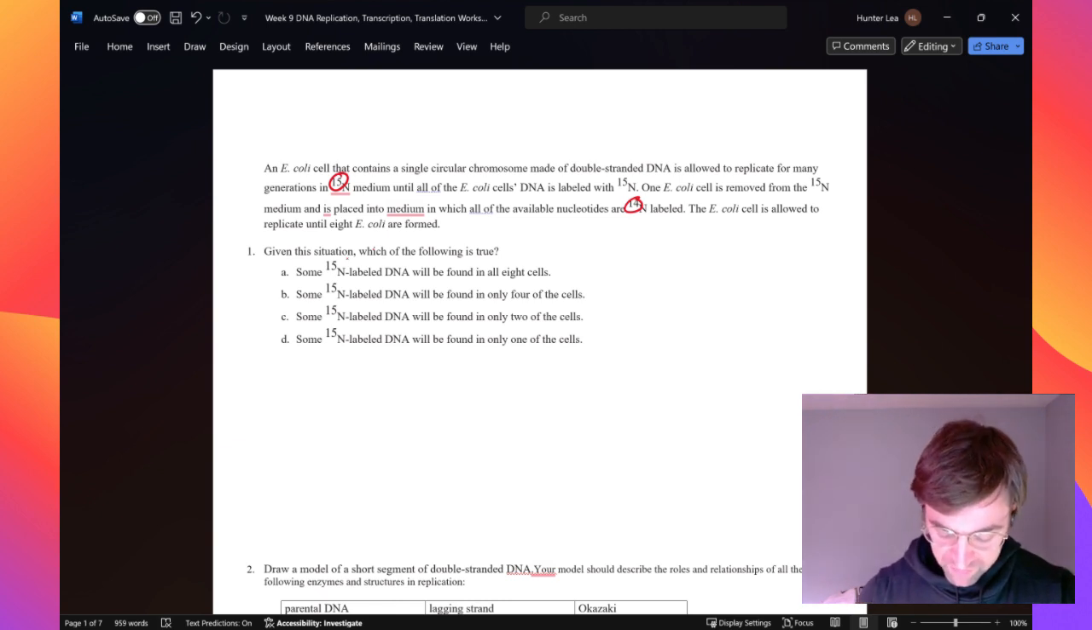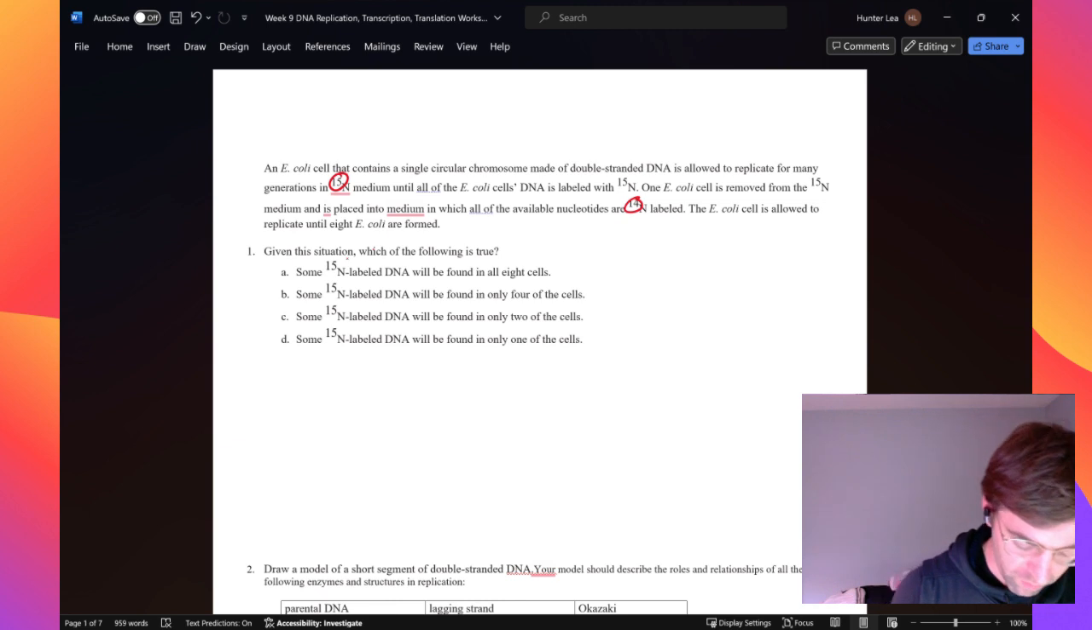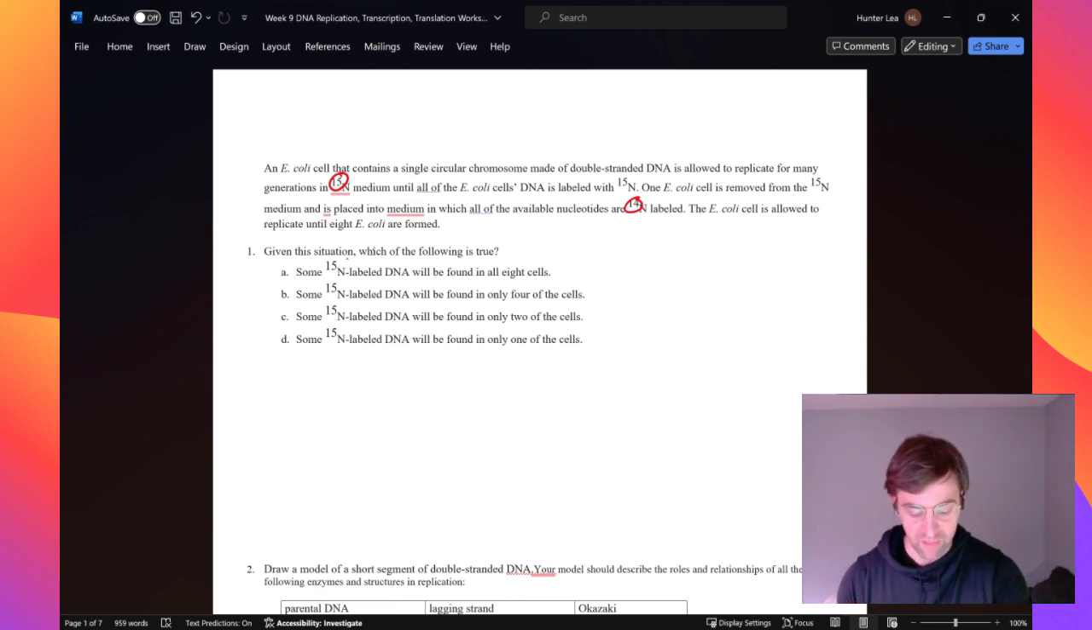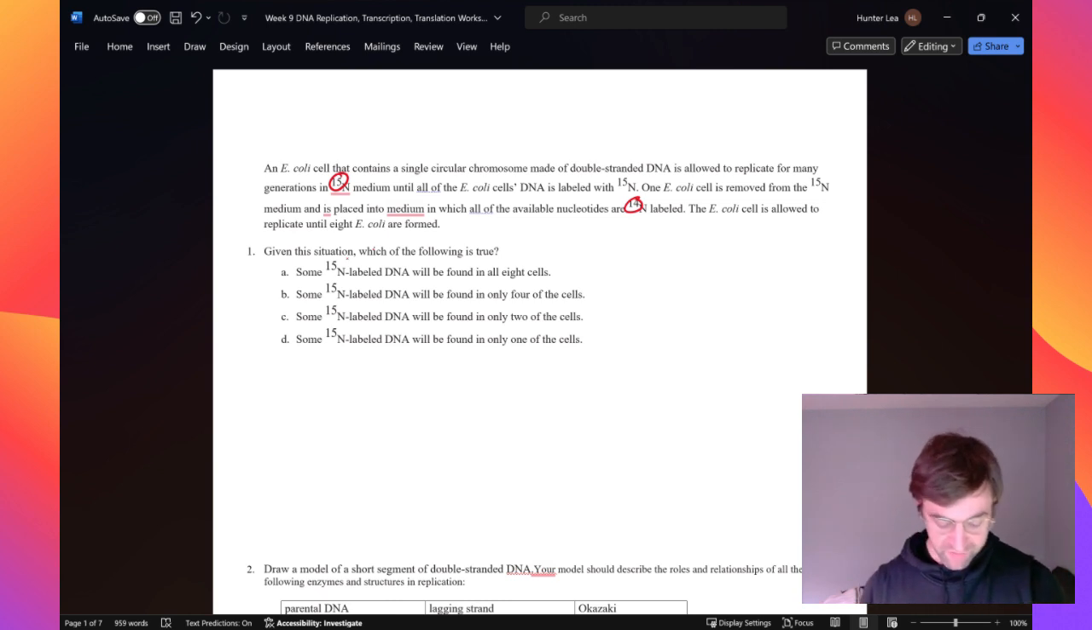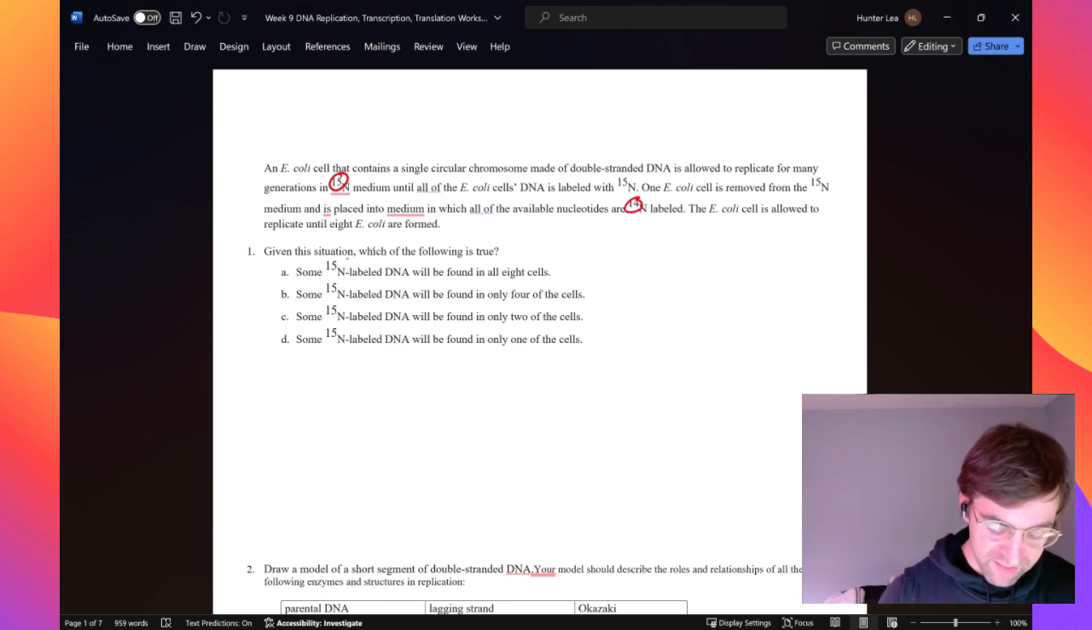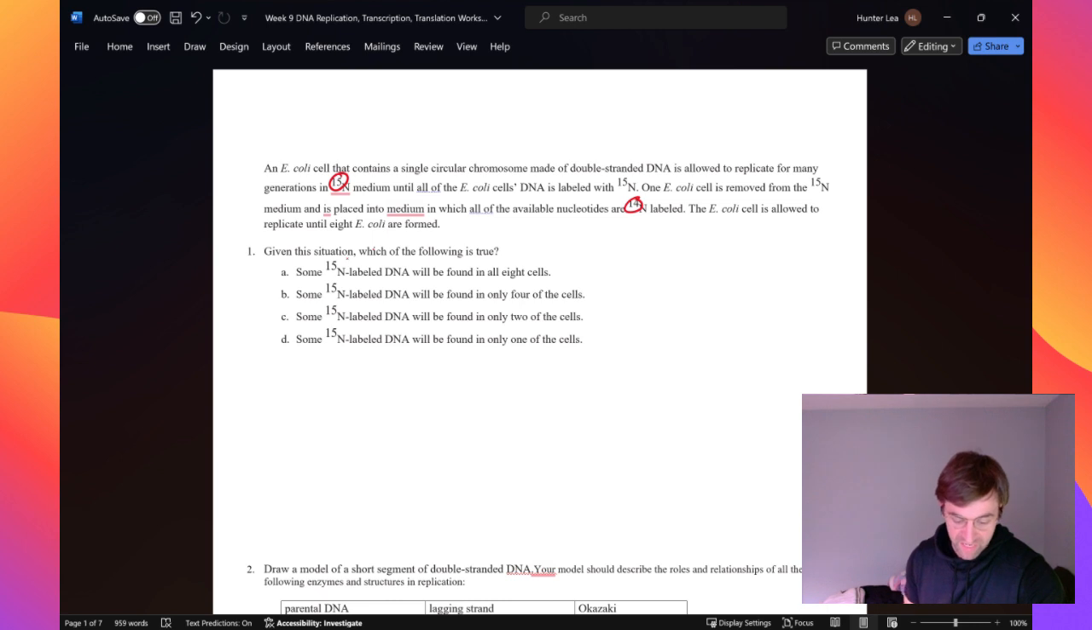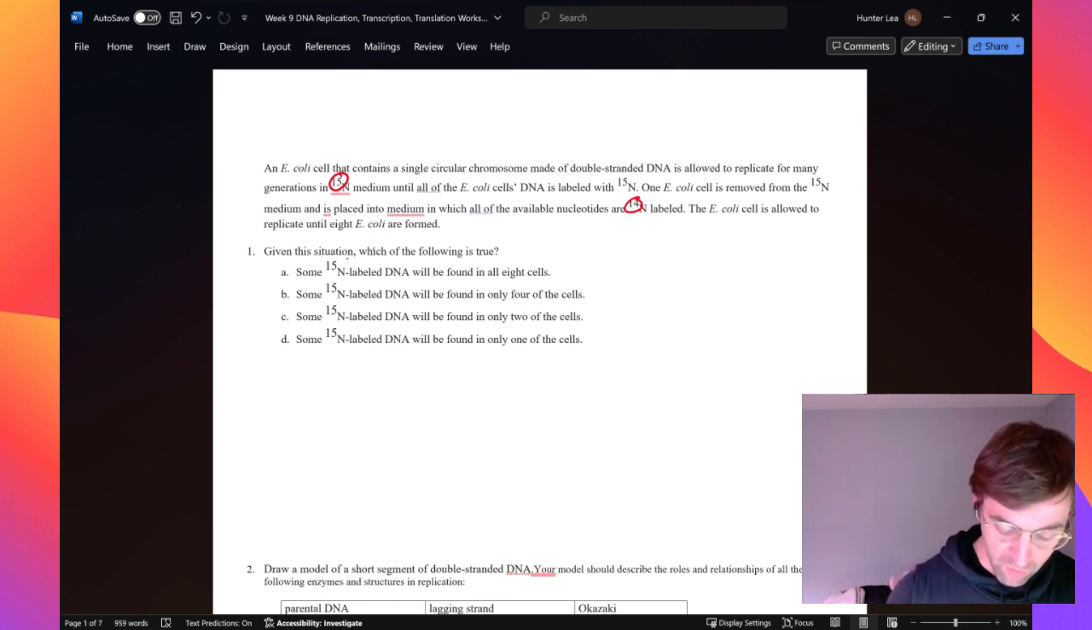Nitrogen-14 labeled, yes. The E. coli cell is allowed to replicate until 8 E. coli are formed. Given the situation, which of the following is true? A, some of the nitrogen-15 labeled DNA will be found in all 8 cells. B, some nitrogen-15 labeled DNA will be found in only 4 of the cells. C, some nitrogen-15 labeled DNA will be found in only 2 of the cells. Or D, some nitrogen-15 labeled DNA will be found in only 1 of the cells.